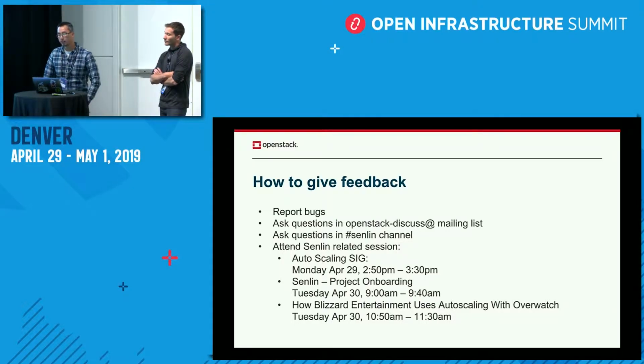And then we have a few other sessions coming up. The auto scaling SIG is meeting actually right after this, I think upstairs. That's also a discussion with the Heat team and everybody else who is doing auto scaling, to get their feedback. So if you have any input, please come and provide it. And then we'll have a project onboarding session tomorrow morning at 9 a.m. That's for any new contributors that would like to get started with Senlin and see what they can work on. So if you're interested, please show up. And we'll also have another talk tomorrow morning at 10:50 about the use case at Blizzard Entertainment, how we are using Senlin in autoscaling.